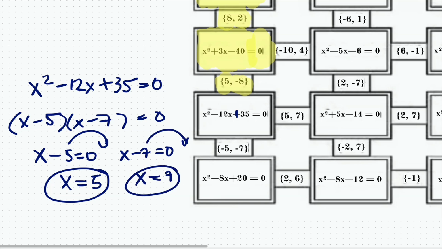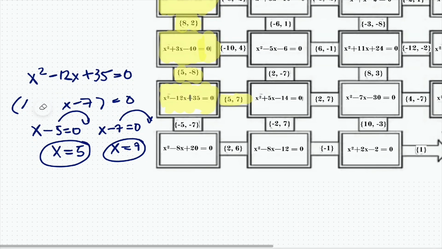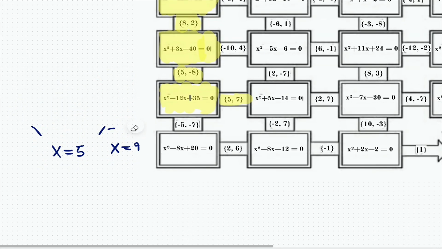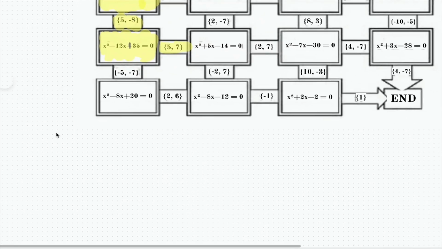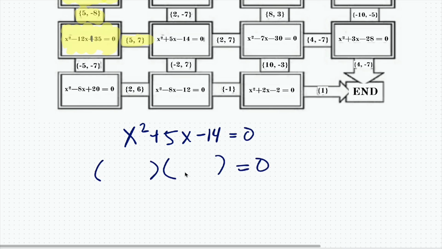Okay? So in this equation, our answer would be both positive. So we have our next problem, x squared plus 5x minus 14 equals 0. So getting the factors, x times x, okay? The numbers that multiply to negative 14 and add to positive 5. Okay, let us use 2 and 7.